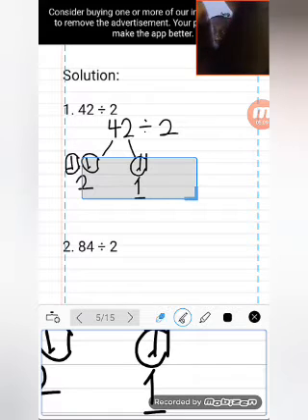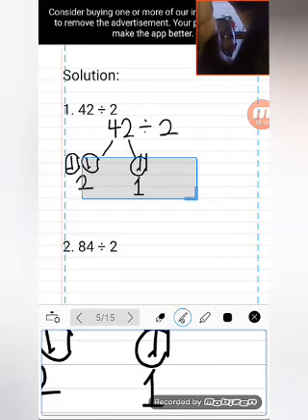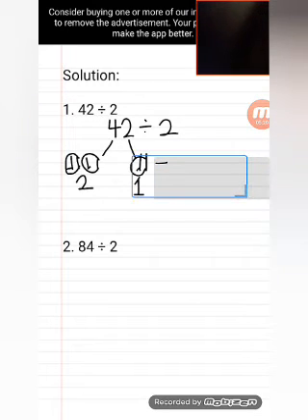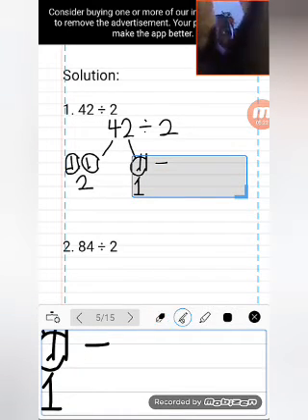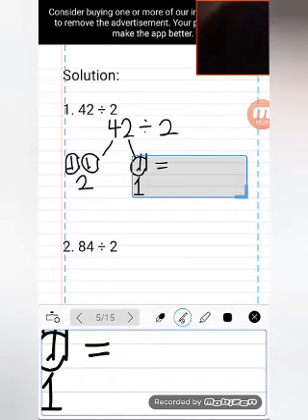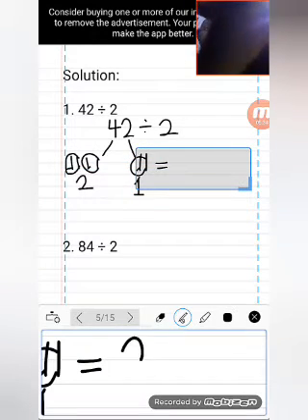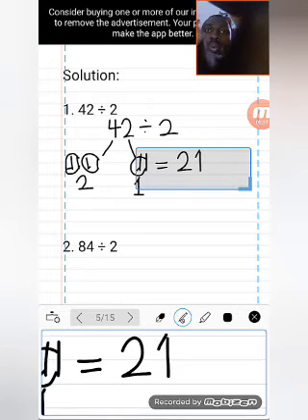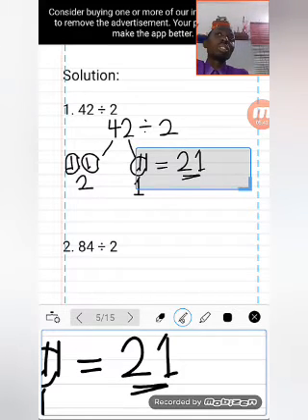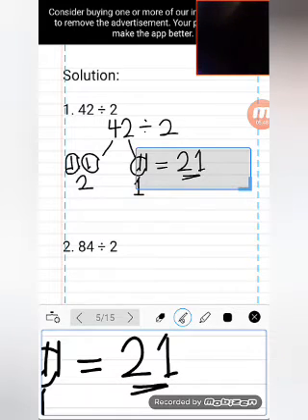Therefore, 42 divided by 2, look at the two numbers. We have 2, we have 1. So 42 divided by 2 is 2, 1. And 2, 1 is what? 21. That is your answer. You can see how simple it is, just the same way we treated this when we were dividing by 4.